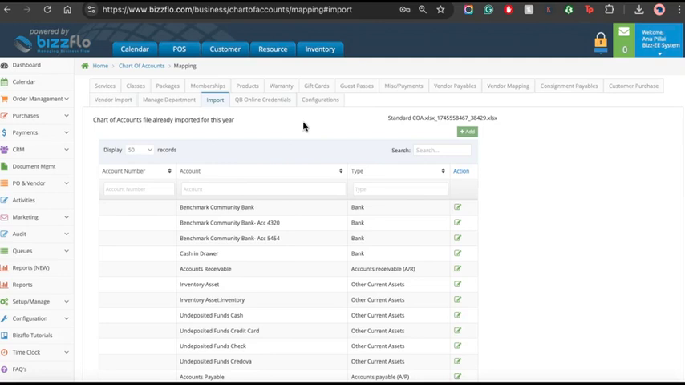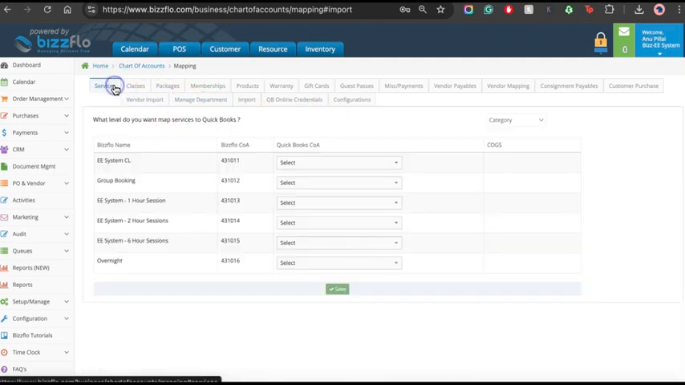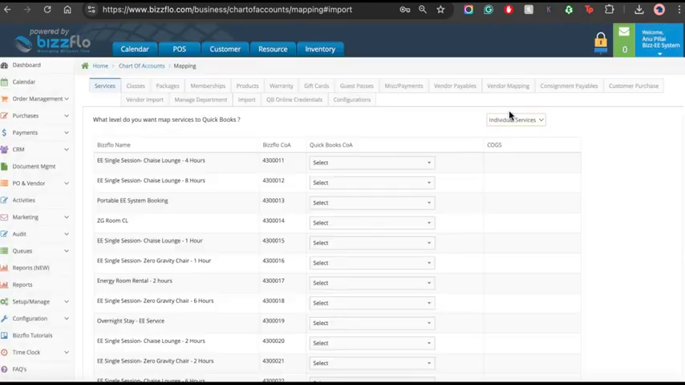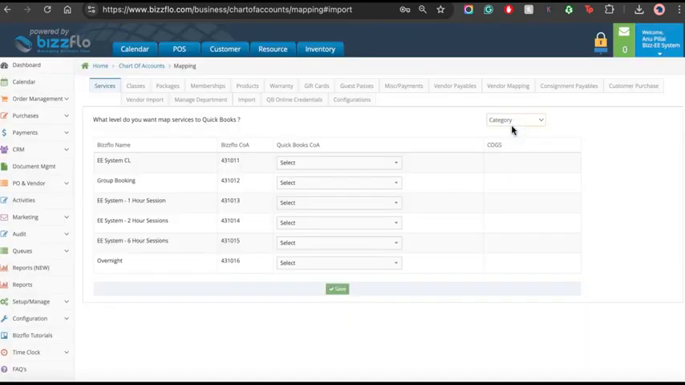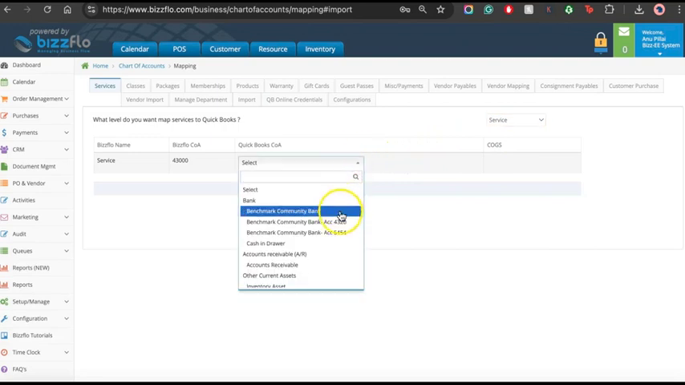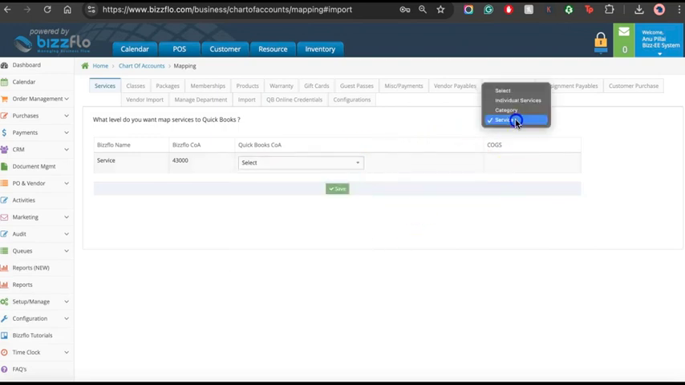Mapping services. Go to the Services tab. Services can be mapped at 3 levels. Individual services: every single service is mapped to a specific account. This is not recommended. The category level: group similar services under a single category. This is recommended. The general service level maps all services under a single account, such as service fees in QuickBooks.